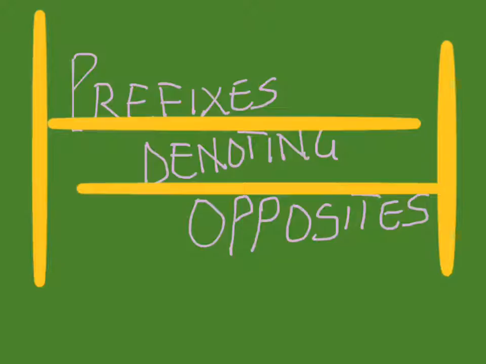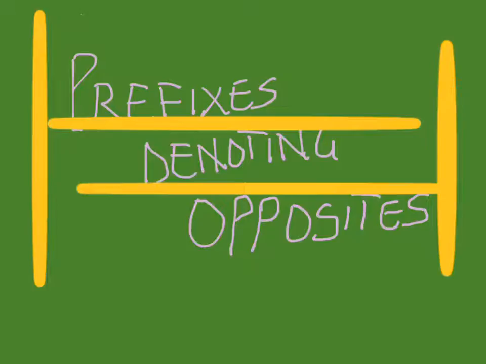So during the last class, we continued with punctuations. The punctuations we started two classes ago, and we ended them during the last lesson. So today we'll be looking at prefixes denoting opposite. Let's first of all have a review of the last class. Which punctuation markers did we talk on during the previous lesson?